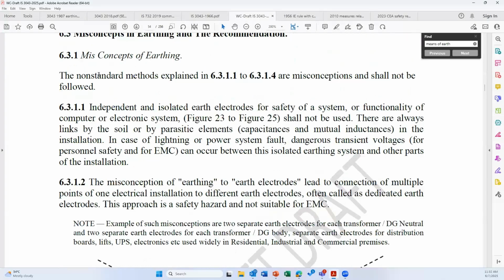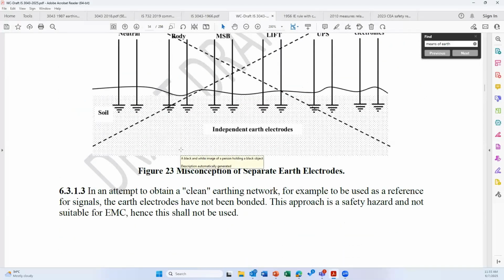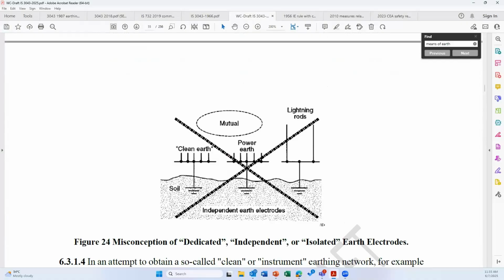You also can read the contents here. Misconcept of earthing: the non-standard methods explained in 6.3.11 to 6.3.14 are misconceptions and shall not be followed. Shall not be followed means strictly you should not do. The source of these pictures is a standard called IEC 61052. IEC 61052 explained very clearly that, for example, this particular picture, in the IEC, it's written as: this practice shall be prohibited. Prohibited in many countries. These are the wordings used.